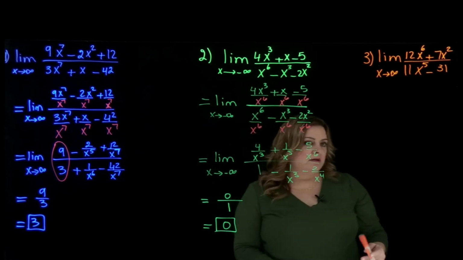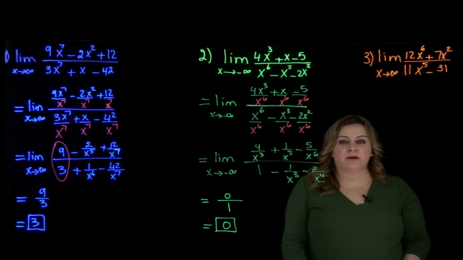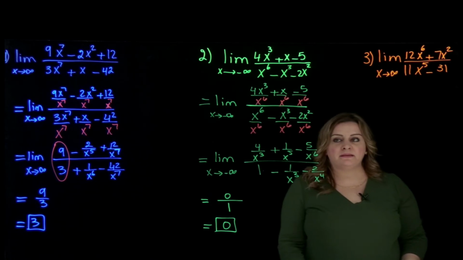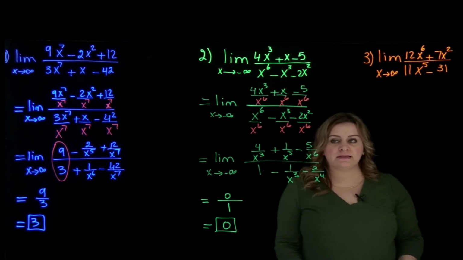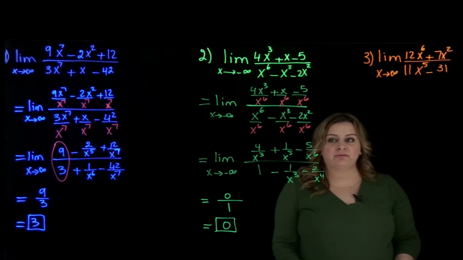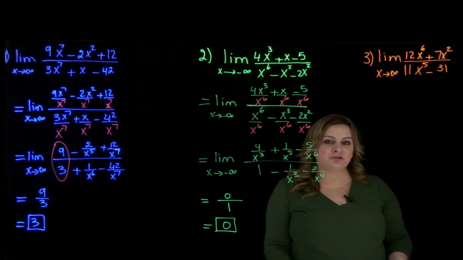Now, I want to start with problem 3. Problem 3, I have to evaluate the limit of the function 12x to the 6 plus 7x squared all over 11x to the 5th minus 31 as x approaches positive infinity. Here I have x to the 5th, the variable with the largest exponent in the denominator, and I want to divide each term in my function by x to the 5th.